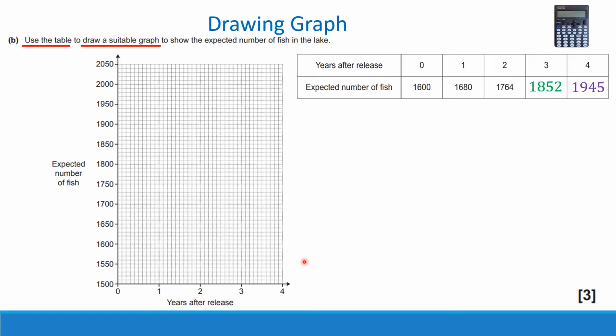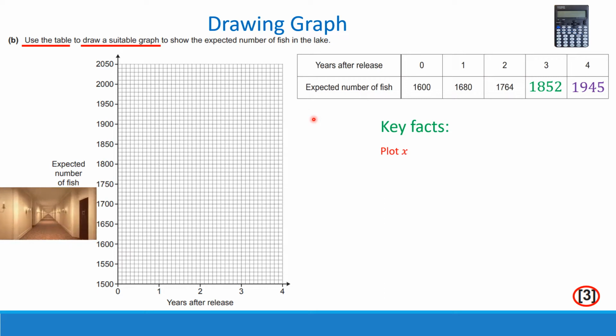You've got to do is plot the coordinates and work out what the graph looks like. And this is going to be worth 3 marks. The key facts of this question are that you're going to be plotting in your x-axis first. So your x-axis is the one coming along, in this case the years after release, which is the value at the top here, years after release.